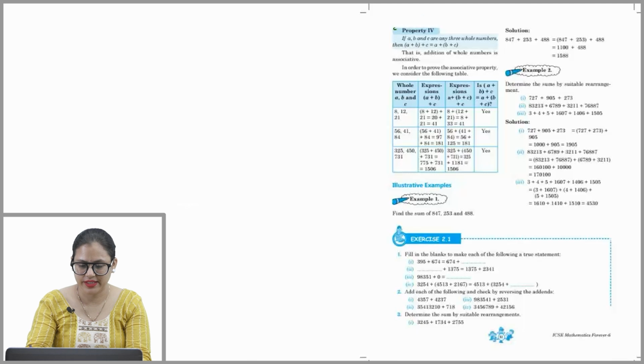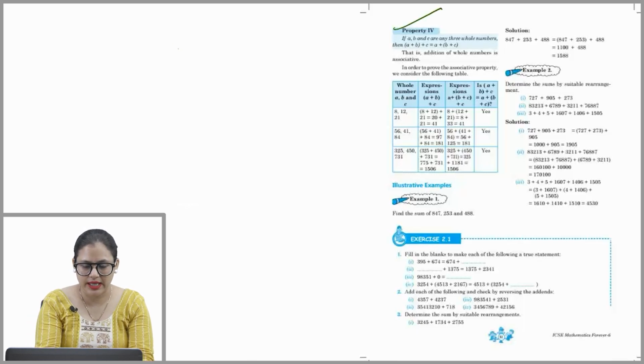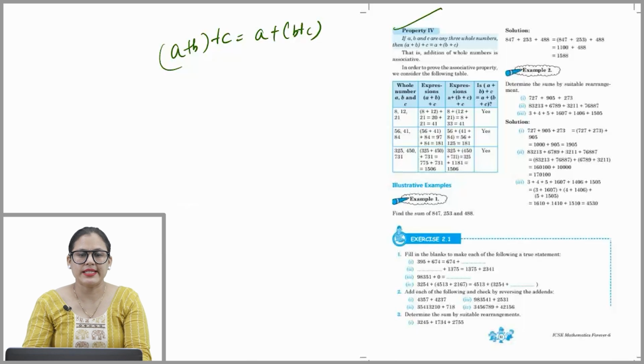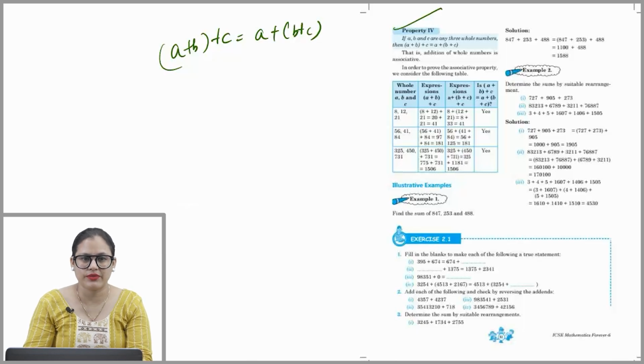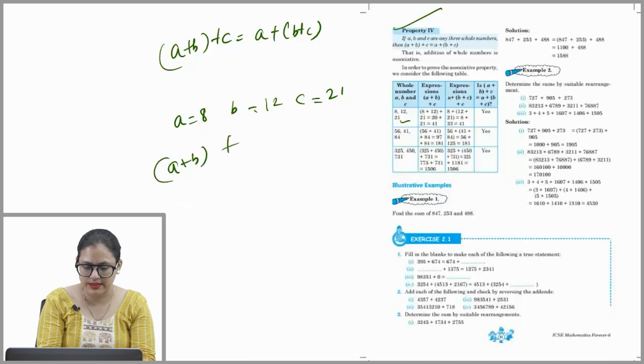Property 4. If A, B and C are any three whole numbers, then (A plus B) plus C is equal to A plus (B plus C). That is, addition of whole numbers is associative. In order to prove the associative property, we consider the following table. See, A, B and C. Value of A is 8, value of B is 12 and value of C is what? 21. Okay, now (A plus B) plus C is 8 plus 12 plus 21.